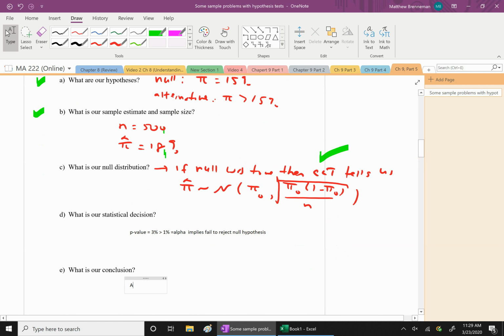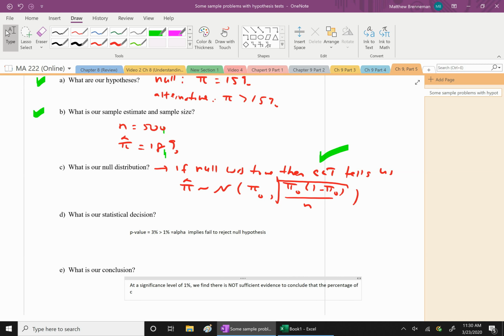So what would our conclusion be? Well, we would say at a significance level of 1%, we find there is not sufficient evidence to conclude that the percentage of bank customers having loans is greater than 15%. Okay? That would be our final conclusion.